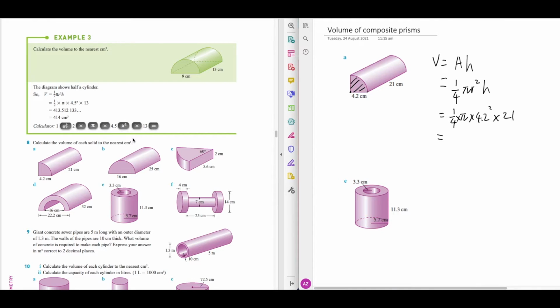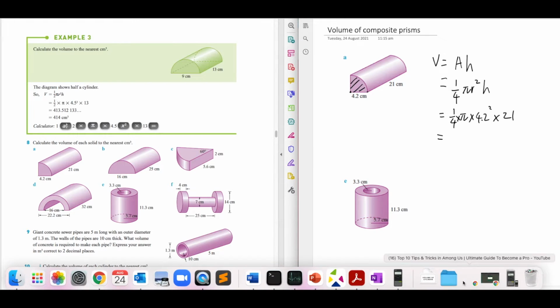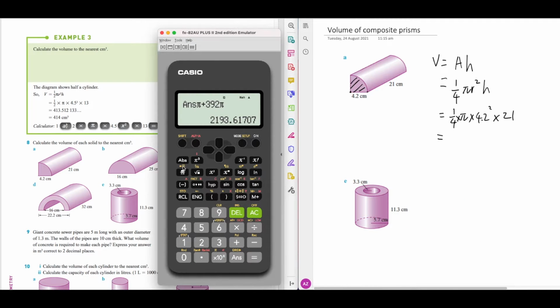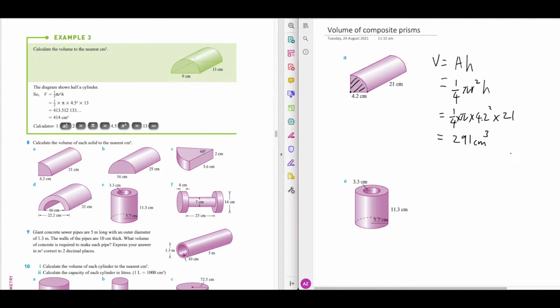Nearest cubic centimeters, so let's just type it in. A quarter times pi, shift, times 4.2 squared, times 21. Now round this to the nearest number, so 291. Right, pretty easy so far. Write the units. The units are cubic centimeters. Remember, volume is always in cubic. All right, so that's this question.